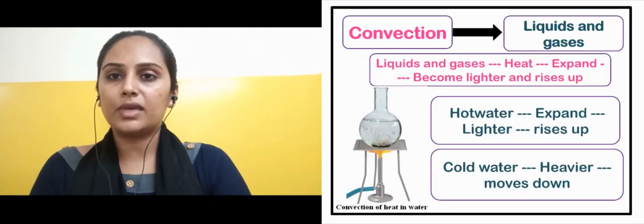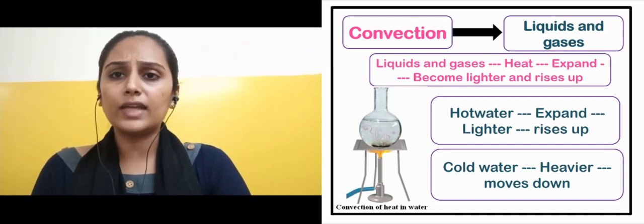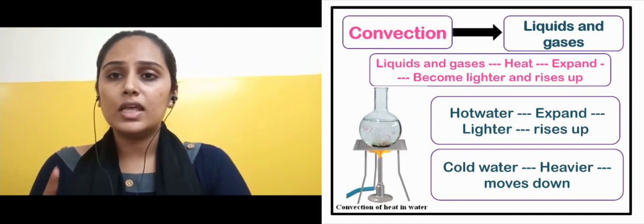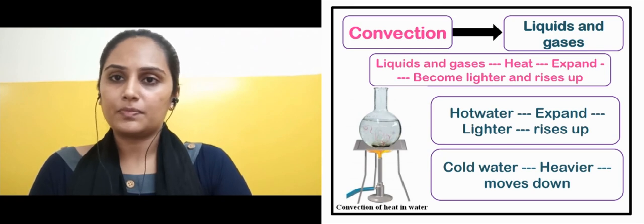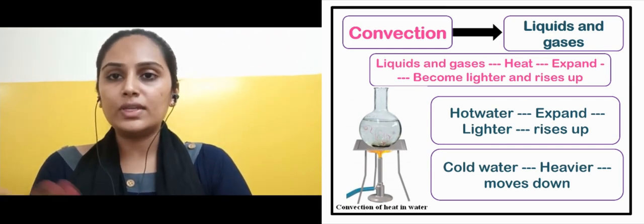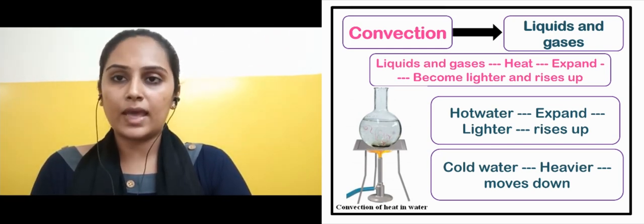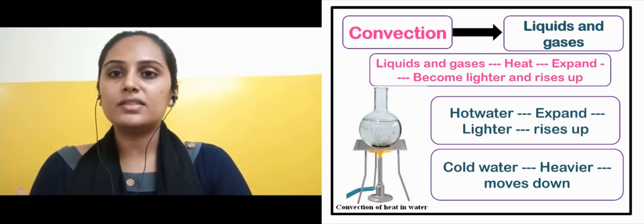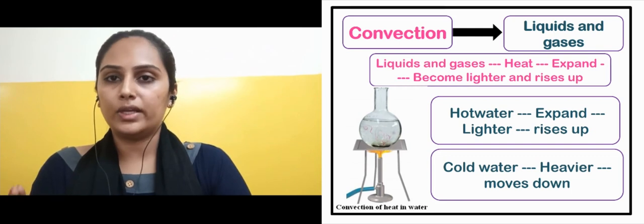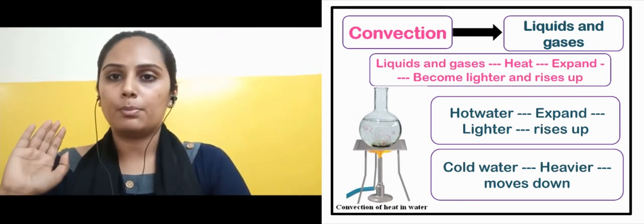Now we will see convection, the second method. Convection takes place in liquids and gases. Now what happens there? First of all, liquids and gases are heated. As soon as they are heated, what happens? They expand. And the time they expand, they become lighter in weight, and the time they become lighter in weight, they rise up.